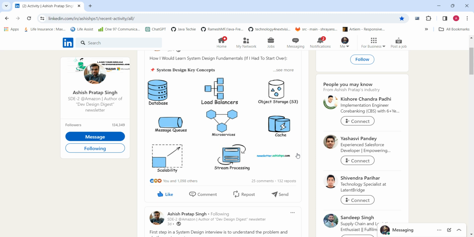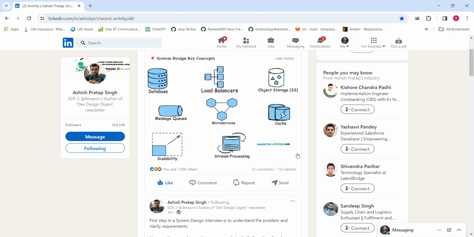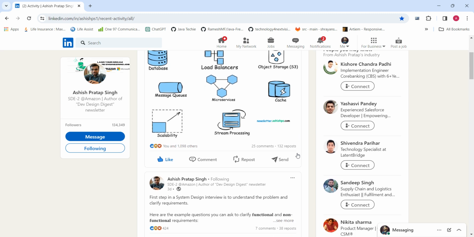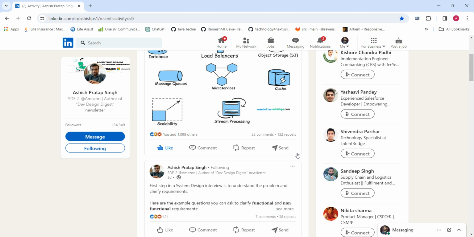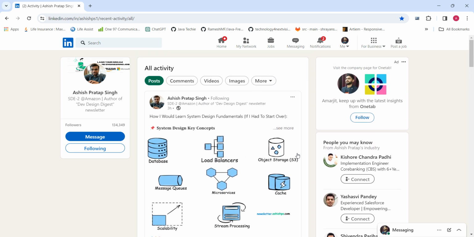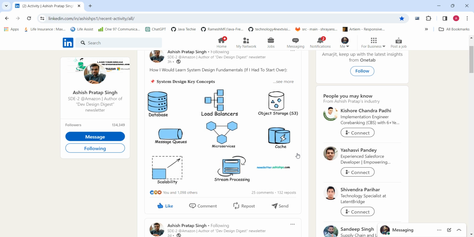So the database is a key concept of the system design part, and another is the load balancers, which we have to understand. Then we have storage, so where we will store: object storage, either S3 buckets or anything, and then a messaging queue, either Kafka, RabbitMQ and so on. Then the microservice-based pattern, and caches, either Redis caches or anything. And then we have scalability and system processing. So while we work on system design, these are the key concepts which we need to follow or understand.